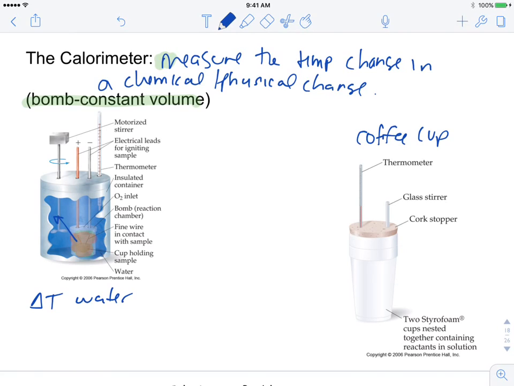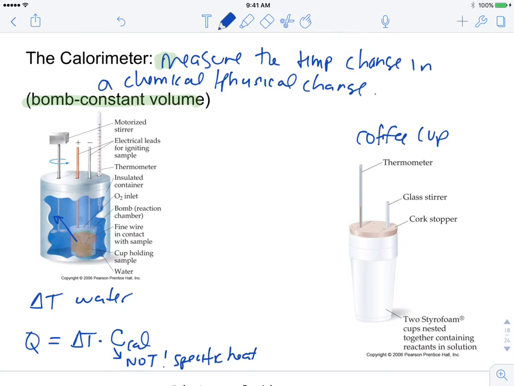The math for this is that the change in heat, which is called Q, is equal to the change in temperature times the calorimeter's constant, which is the heat capacity of the calorimeter. This is not specific heat. But the specific heat of water plays a role in that value, and you'll see why. We'll do a calculation with the bomb calorimeter on the next slide.